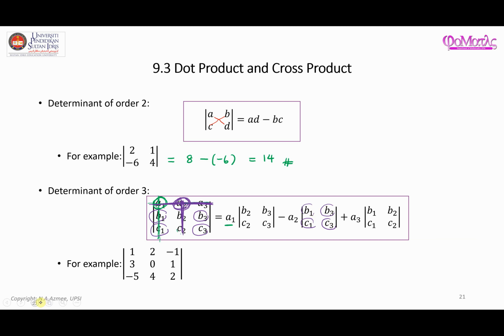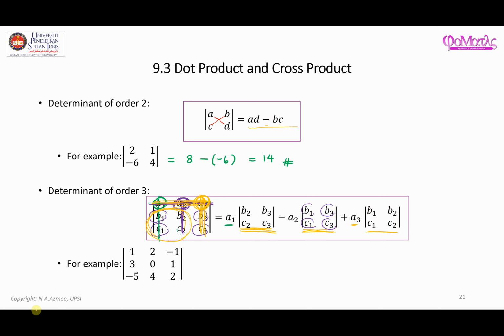Next, you consider A3, and you cross out the line with respect to A3. Now you are left with B1, B2, C1, and C2. Once you have reached this stage, you can find the determinant of order 2 using the same formula given here. So for this one, you use the formula as above, and similarly for the other one.